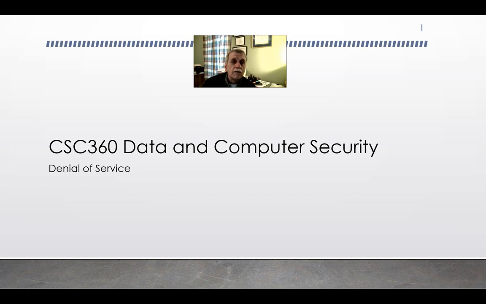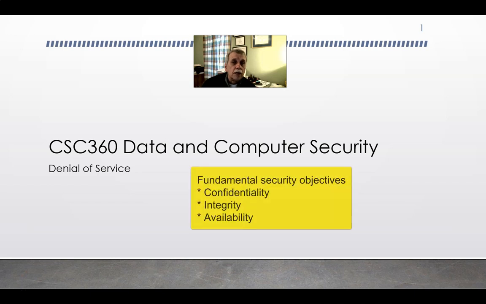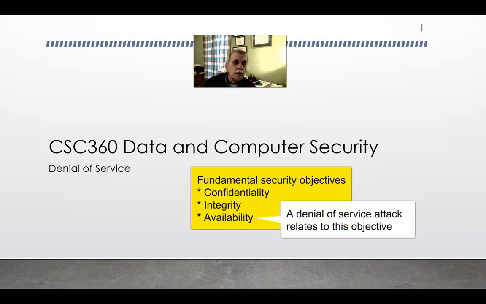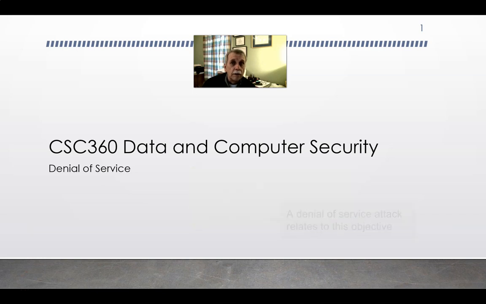As we talked about fundamental security objectives for data and for information and computing services, we identified three security objectives for information and information systems: confidentiality, integrity, and availability. In our earlier discussions, we mentioned attacks that largely considered confidentiality and integrity. With a denial of service attack, the concern is availability.